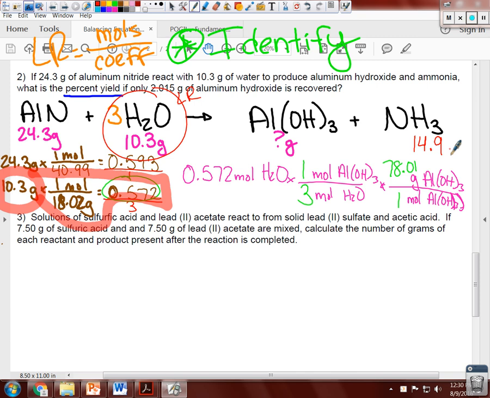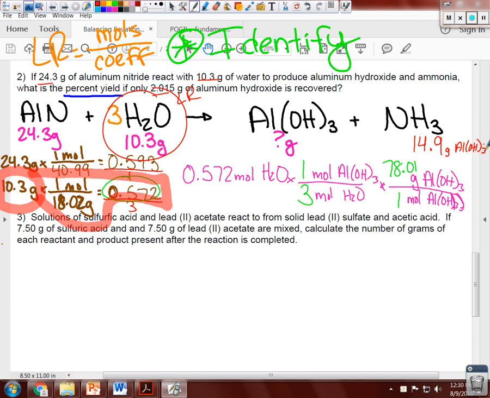14.9. Actually, let's go back and look. We've got 3 sig figs, 3 sig figs, 4 sig figs. So we only need 3. So 14.9 is correct there. And that is grams of AlOH3. So that is theoretical, correct? In theory, if I gave you that exact amount of stuff, in theory, you should get 14.9 grams.